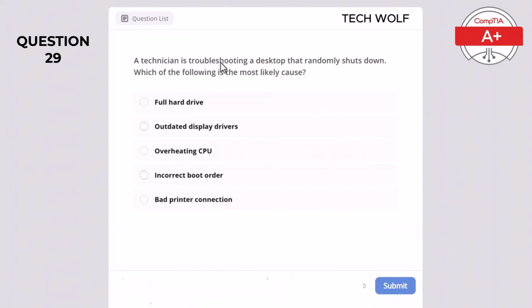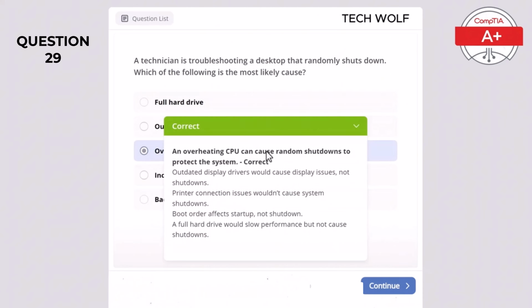A technician is troubleshooting a desktop that randomly shuts down. Which of the following is the most likely cause? Full hard drive, outdated display drivers, overheating CPU, incorrect boot order, or bad printer connection. And correct answer here is overheating CPU. An overheating CPU can cause random shutdowns to protect the system.